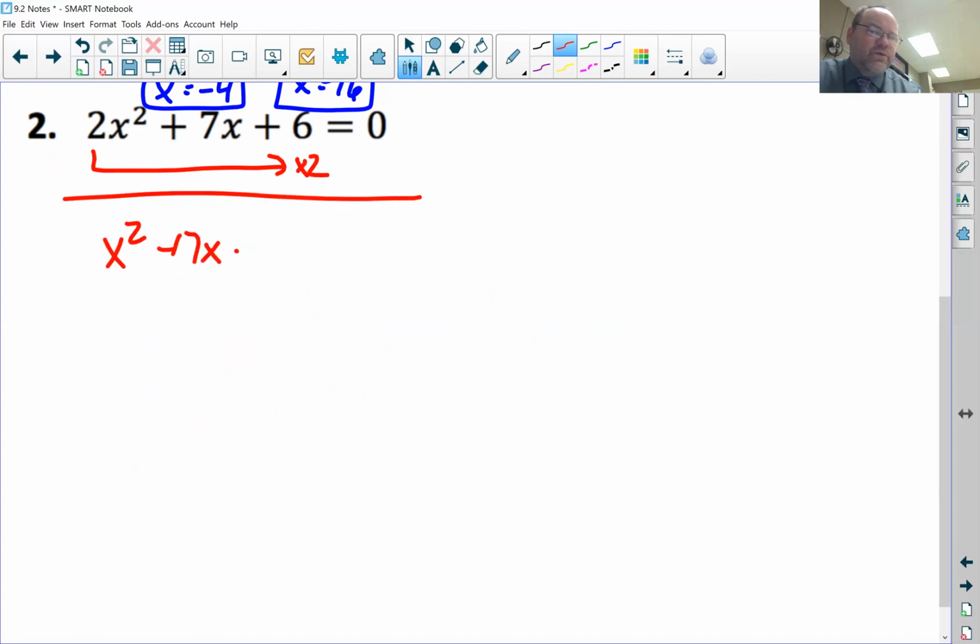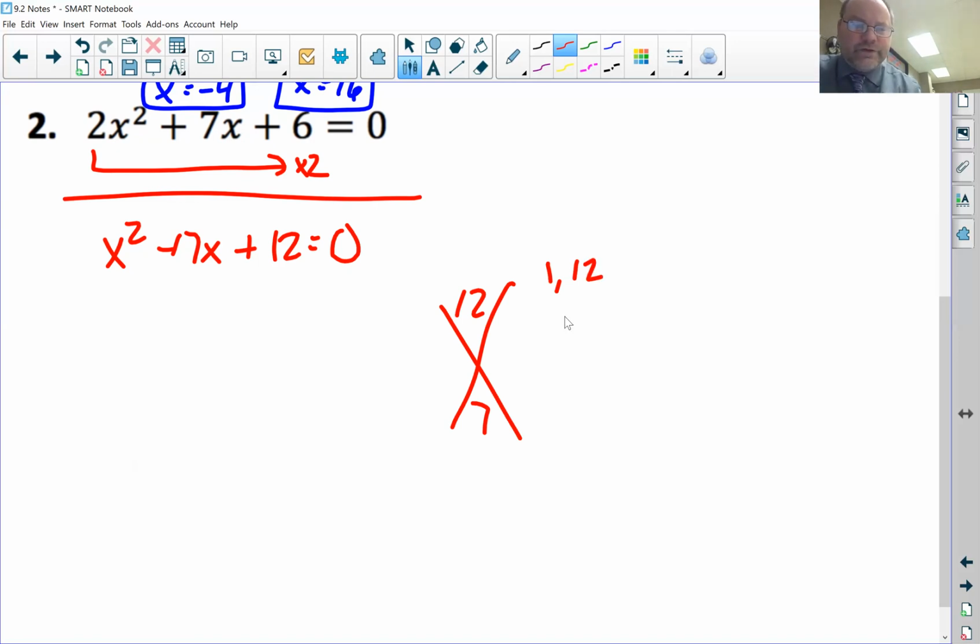Six times 2 is 12. Now use that x method, two numbers multiply to 12 and add to 7. Both positive, so both of my factors will be positive. 1 and 12, they add to 13, not 7. 2 and 6 add to 8, not 7. 3 and 4 add to 7.